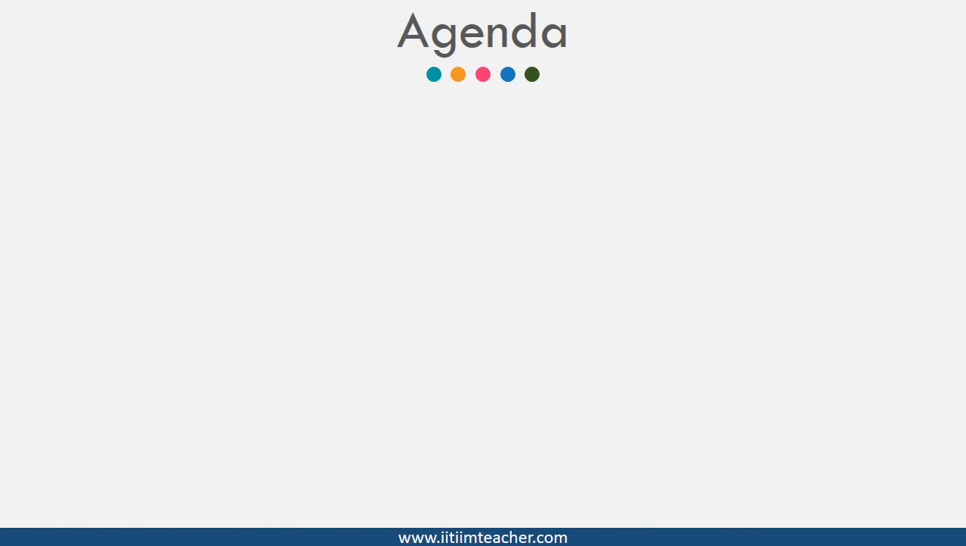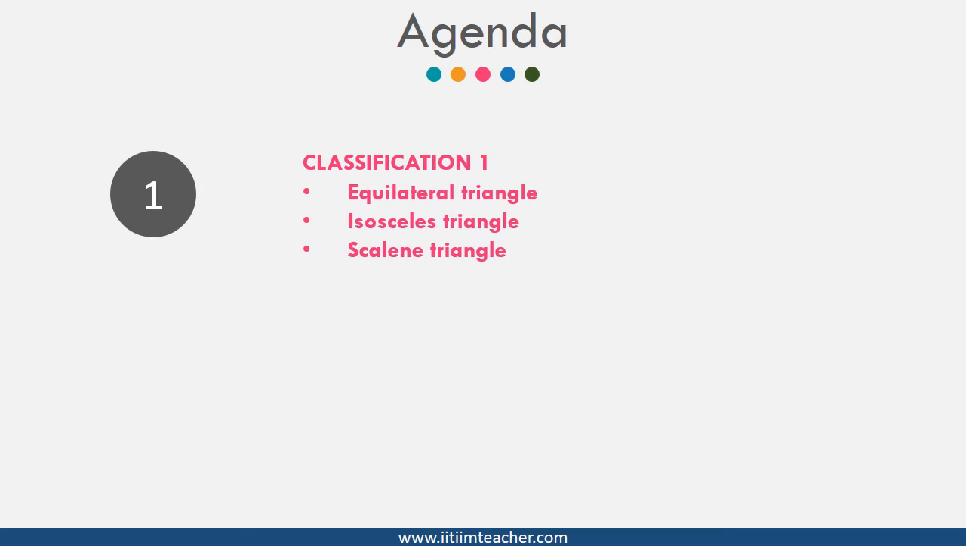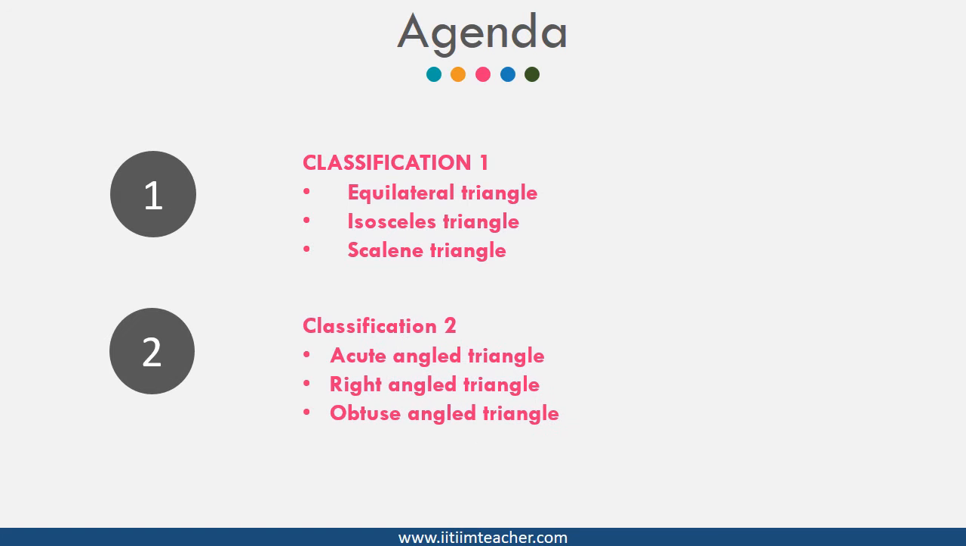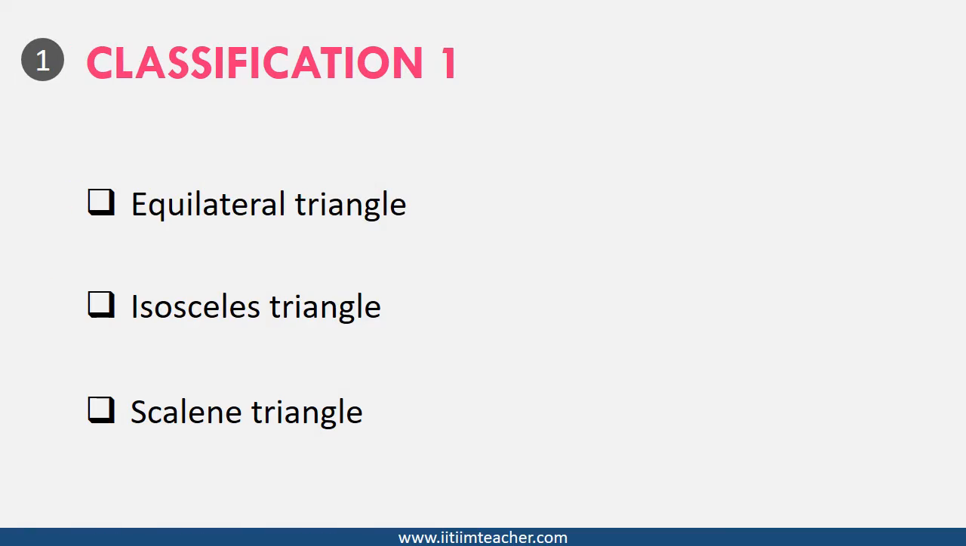Our brief agenda for this session. We will look at the first type of classification: equilateral, isosceles, and scalene triangles. Second type of classification: acute angle, right angle, and obtuse angle triangles. First type of classification, equilateral, isosceles, and scalene triangles. We will look at equilateral triangle first.